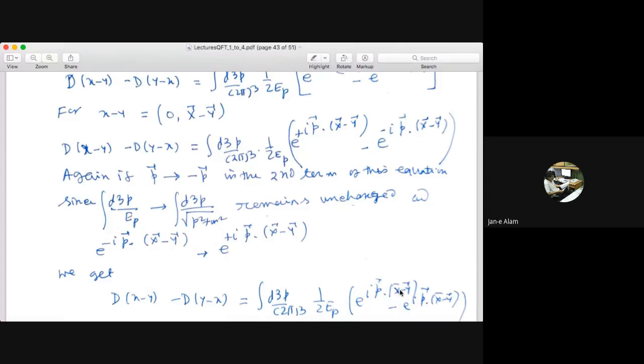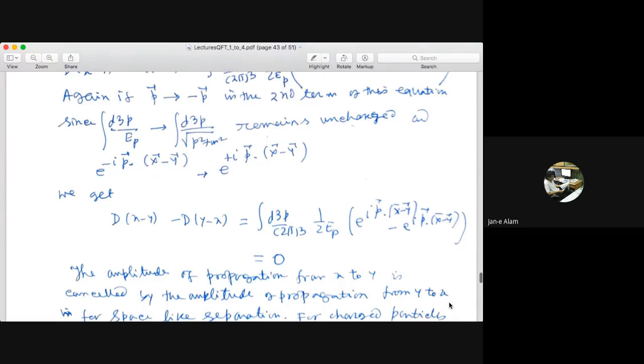e to the i p dot (x minus y) minus e to the p dot (x minus y). So same, this is 0. So you'll see it is the propagating amplitude for a space-like domain, a domain which is not causally connected. That kind of domain, when a particle going from y to x is exactly cancelled by the particle going from x to y. So in the space-like domain, my amplitude is 0.